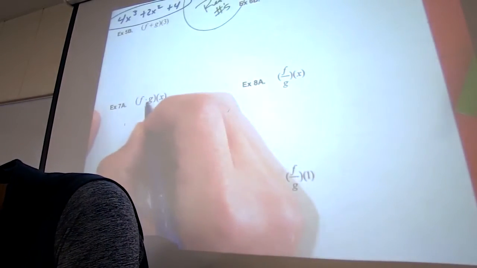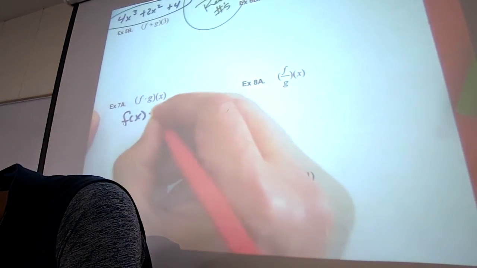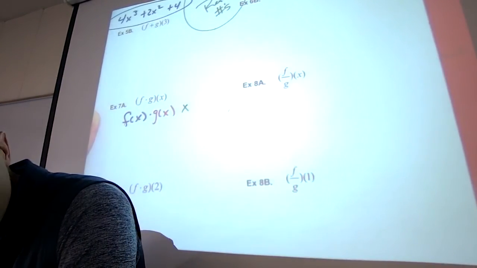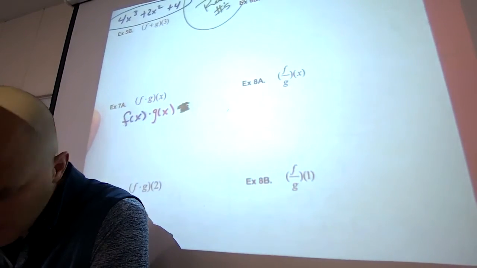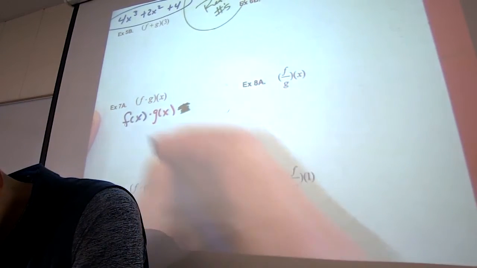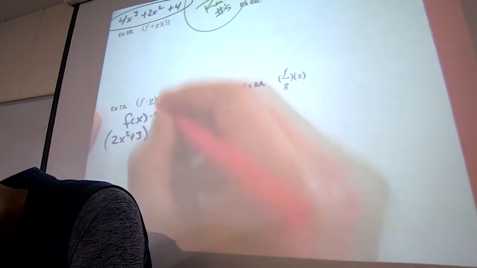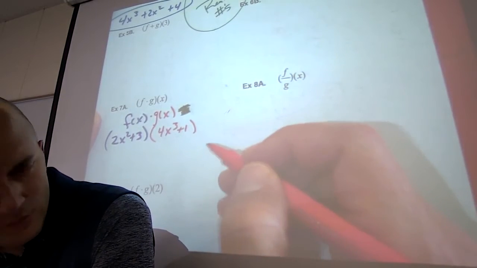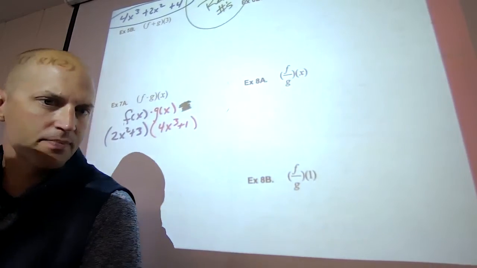Multiplication. I have f times g of x. That's just taking f of x times g of x. Now, the people that don't know what they're doing, they'll add in like an extra x here. Don't do that. Don't add in an x. All right? The x is for f of x, and that x is for g of x. Okay? So this is 2x squared plus 3. And then g of x is 4x cubed plus 1. The people that don't know what they're doing add in like an x there also. No, we're not doing that.